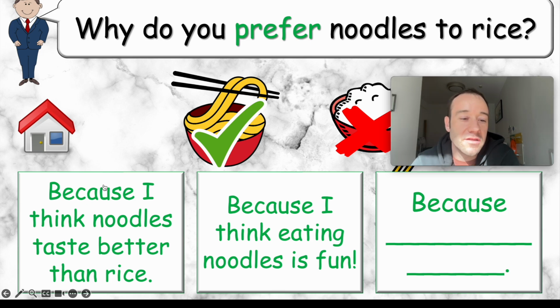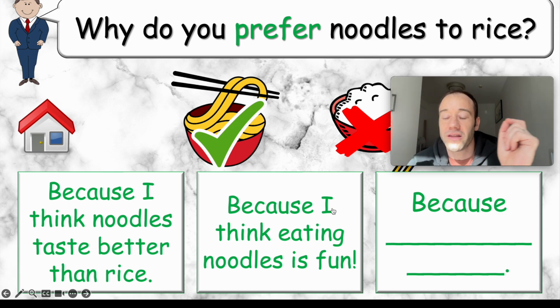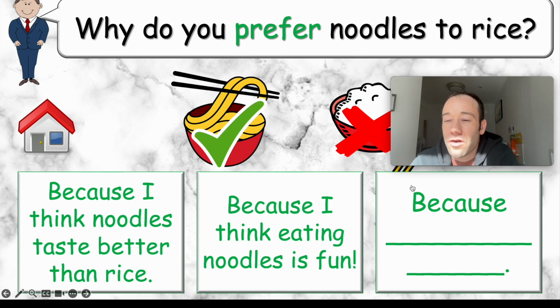Click on noodles. Why do you prefer noodles to rice? Okay, 3 choices. Because I think noodles taste better than rice. Because I think eating noodles is fun, right? They're long and stringy. It's very fun. Or because I think eating rice is boring, or because my sister likes eating rice and I don't like my sister. Okay, whatever. So let's say they chose this one. Because I think eating noodles is fun.